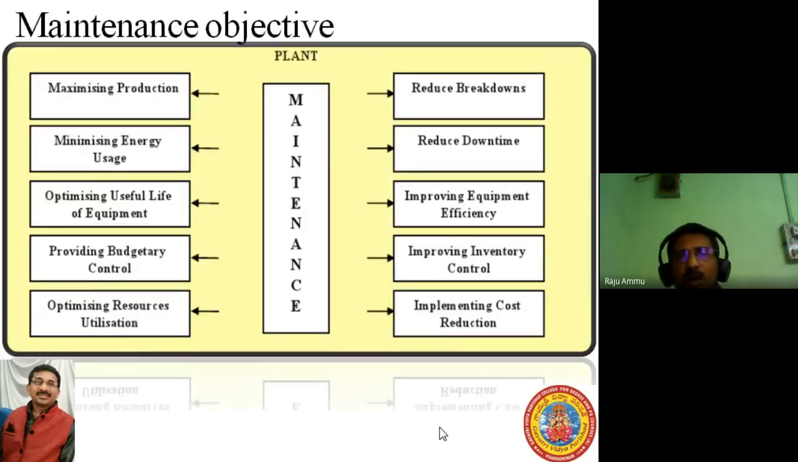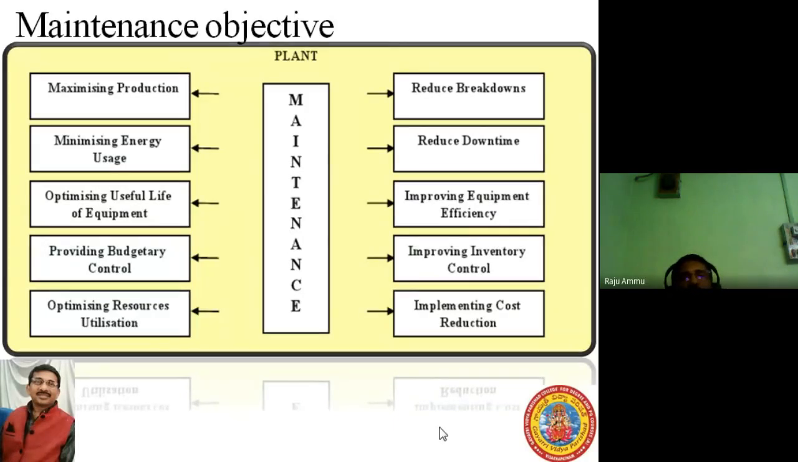Now let me concentrate on the actual objective of maintenance. When you are talking about maintenance, what is your objective? I feel that maintenance, if I take into consideration plant maintenance, is related to the following. So what does it actually consider?